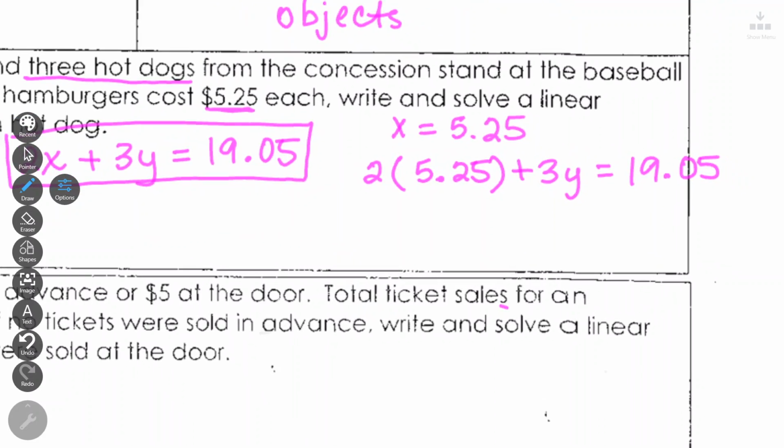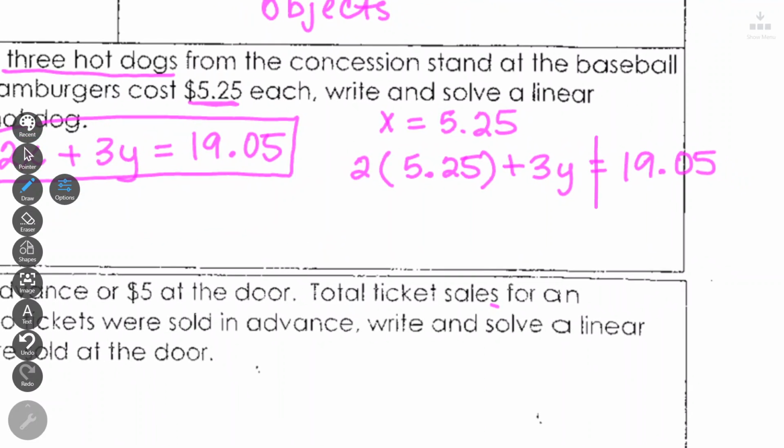I'm going to blow this up a little bit so you can see it better. Draw our line. We're going to say 2 times $5.25, which you can enter in your calculator. We get $10.50. So $10.50 plus 3y equals $19.05. We're solving for y. So the opposite of $10.50 is negative $10.50. If I do it to one side, I do it to the other.